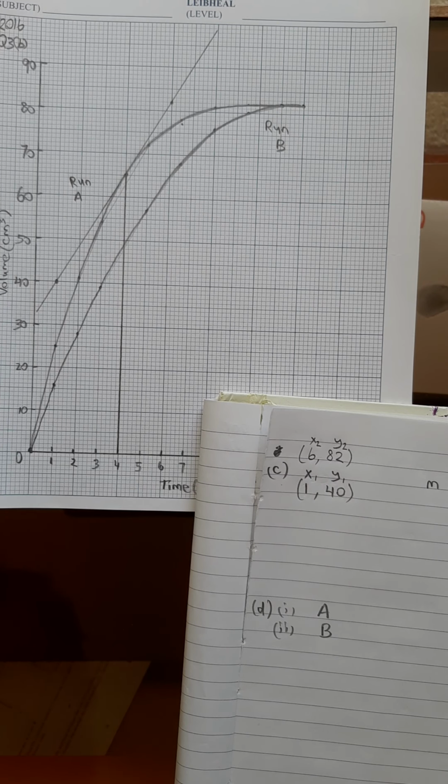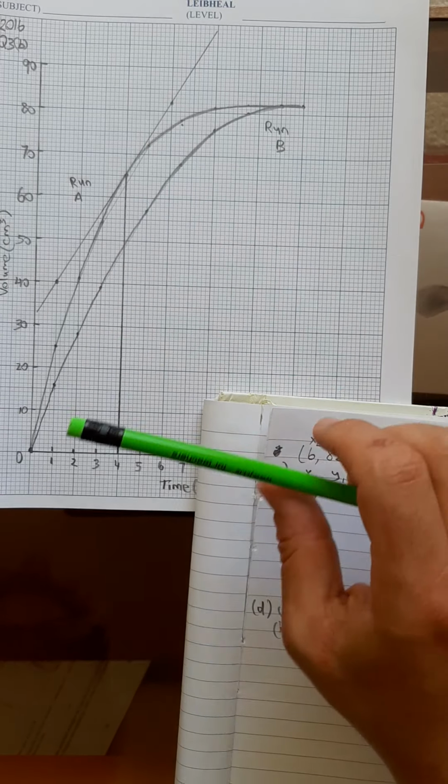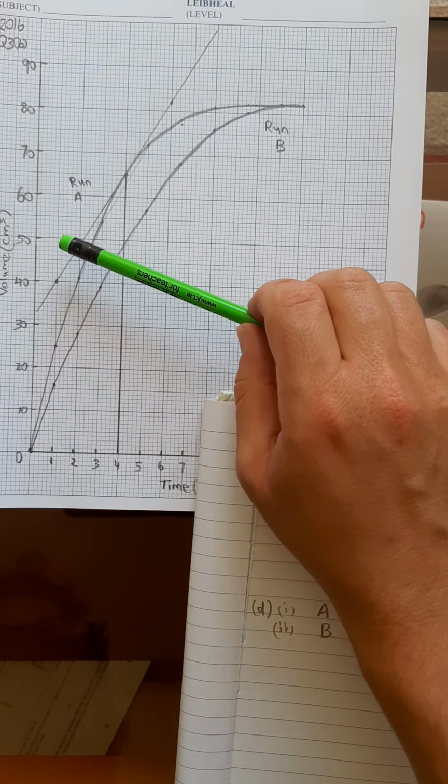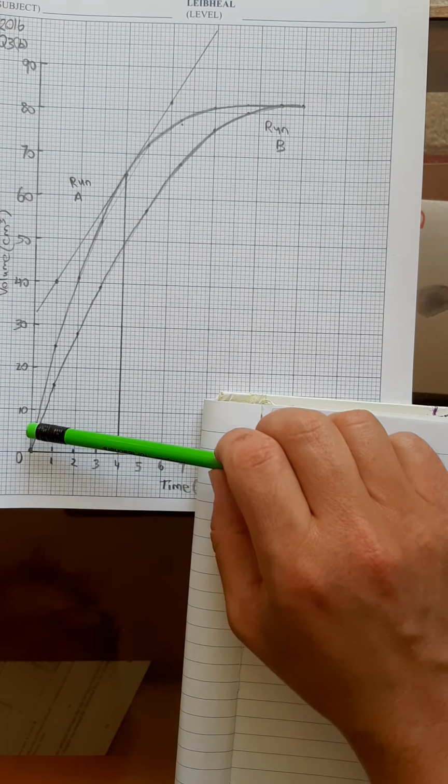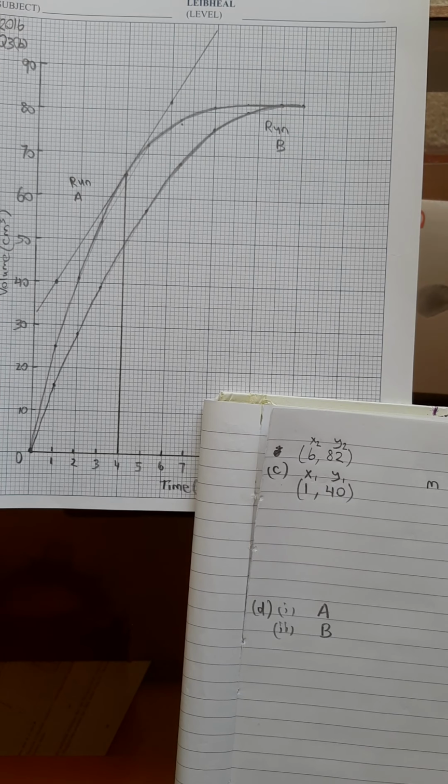Well, from the list of factors affecting the rate of reaction, surface area is something that will affect it. So perhaps the particles in run B were not as fine as they were in run A. In run A, they might have been more fine, there might have been a greater surface area, and as a result, the speed of the reaction might have been faster. So that's one suggestion that would be possible.